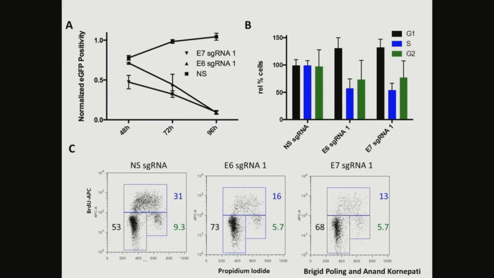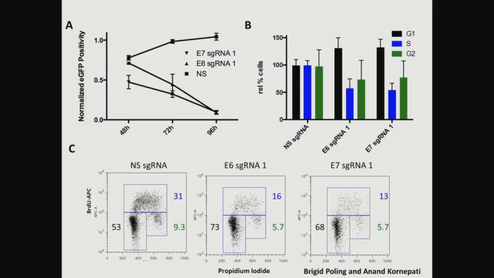So the next thing we wanted to do was look at a competition assay. If we co-transfect these effectors and GFP and then track these with flow, do these populations crash relative to the ensemble? What we see is a non-specific guide, the GFP population grows very well, almost to confluency, but the E7 and E6 populations drop out.